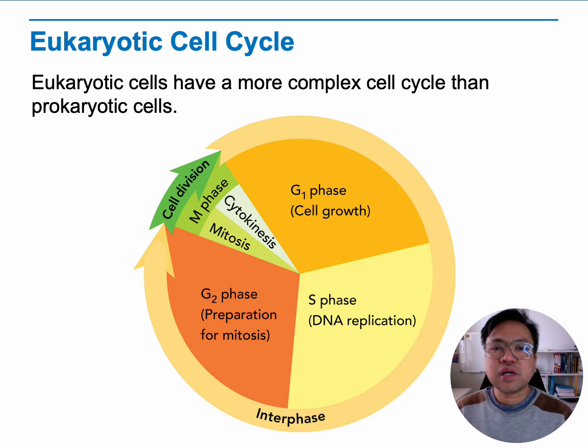Let us take a look at the eukaryotic cell cycle, which is more complex than the prokaryotic cell cycle. This process ensures the proper growth, replication, and division of eukaryotic cells.